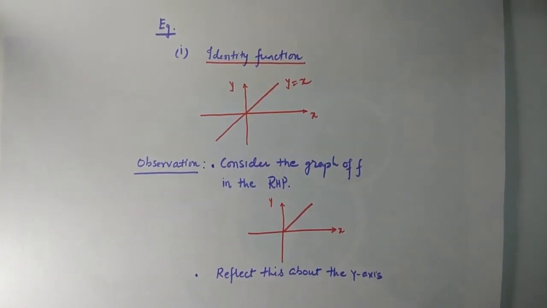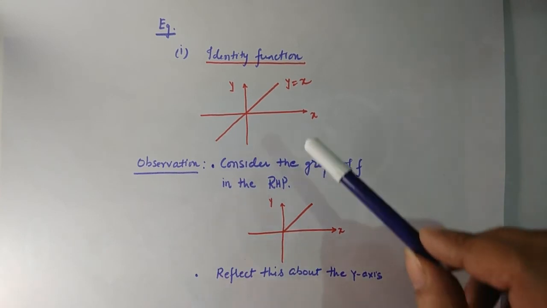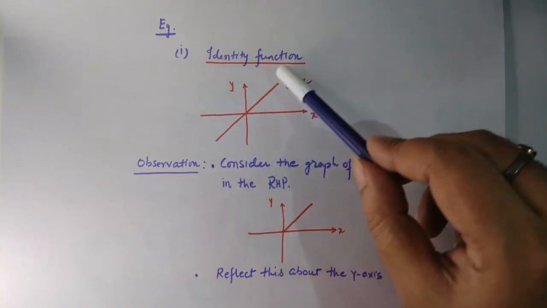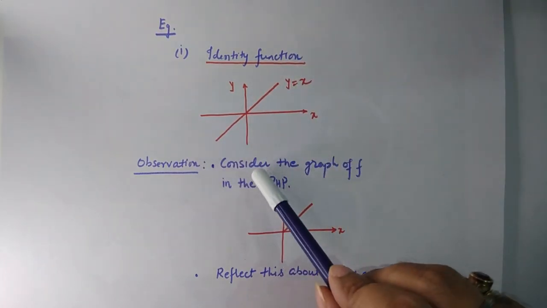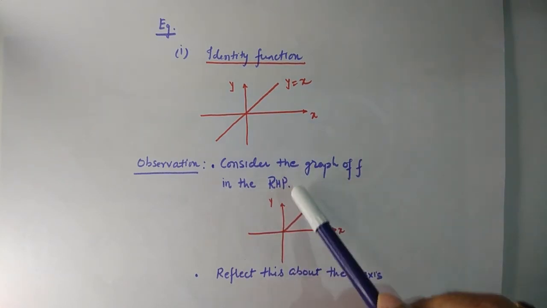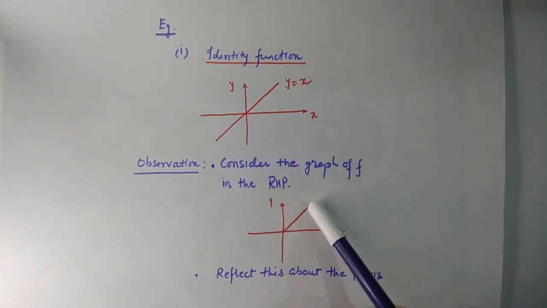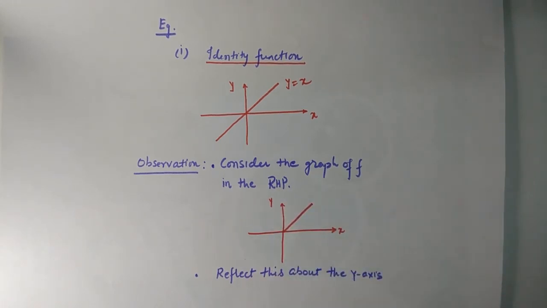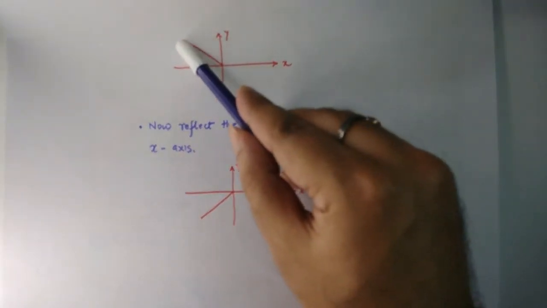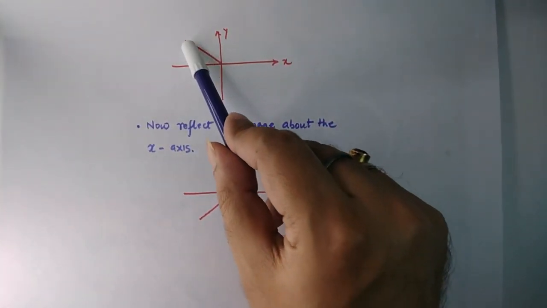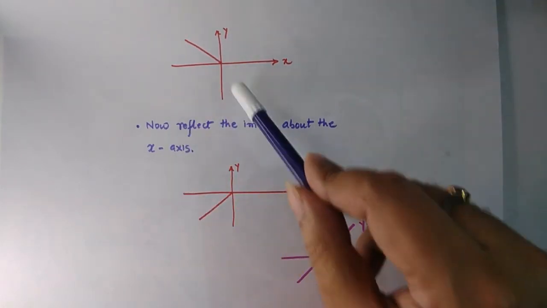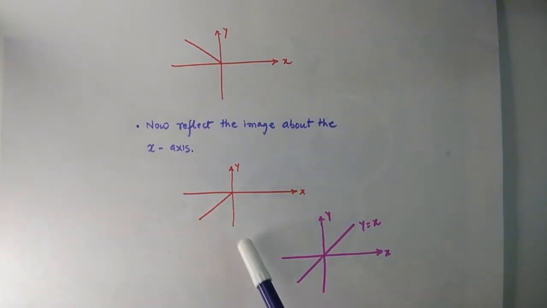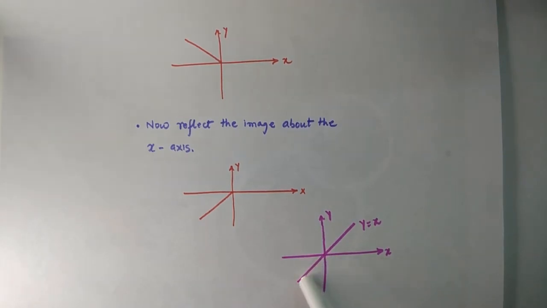As an example, consider the identity function f of x equal to x for all x belonging to R. The graph of the identity function is the straight line y equal to x. Now consider the graph of f in the right hand side of the plane, which is just this segment. Now if we reflect this segment about the y-axis, we get something like this. Now if we reflect this image with respect to the x-axis, we get this, which is nothing but the graph of the identity function in the left half plane, as you can check.